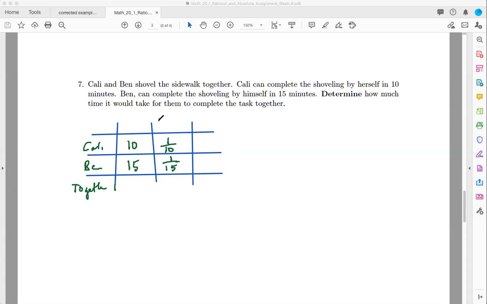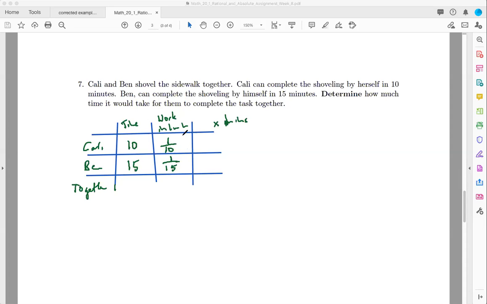So this is the work done in 1 minute, right? So it's the fraction of the job that's done in 1 minute. This is the time that it takes. Okay, so let's take a look at what about in x minutes?